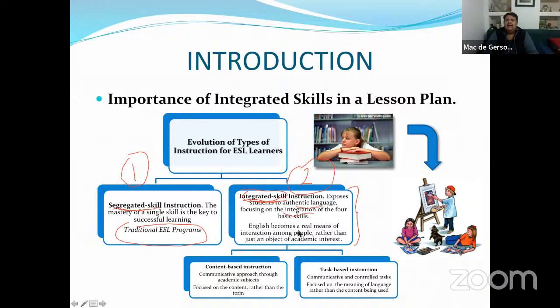In other words, students learn real situations and the integration of the 4 basic skills. And then the class becomes real for interaction, y déjame cambiar aquí, conversation among people, rather than just an object of academic interest. Déjame ponerlo en mexicano-español. Español-mexicano. Los alumnos les va a gustar ir a clases en lugar de decir, ya con que pase. It's a very, very big difference.